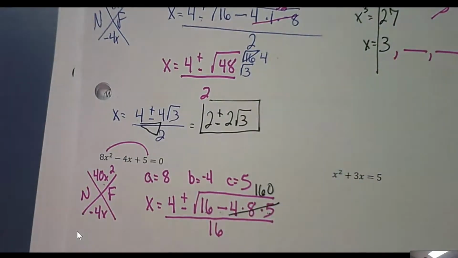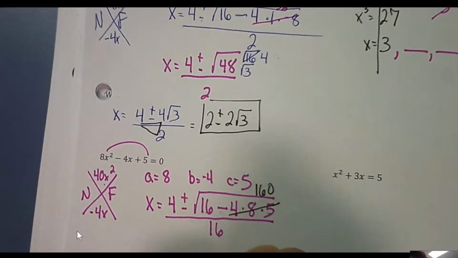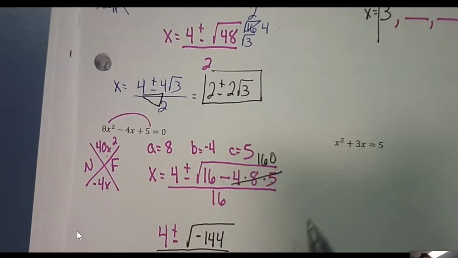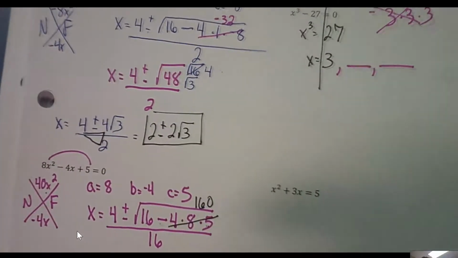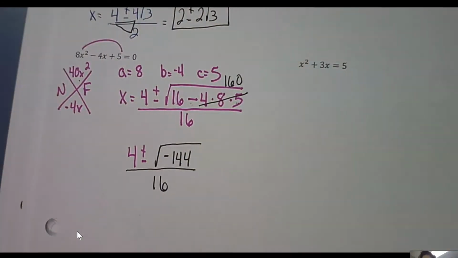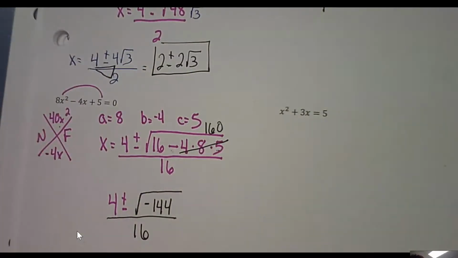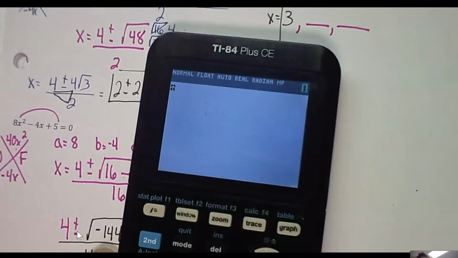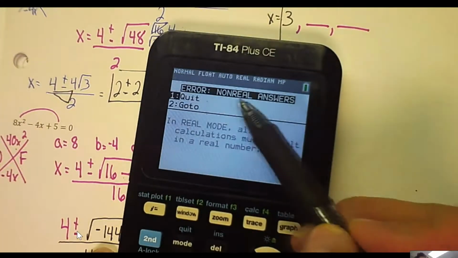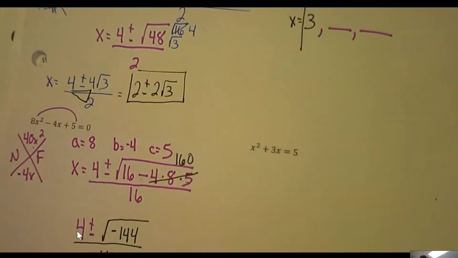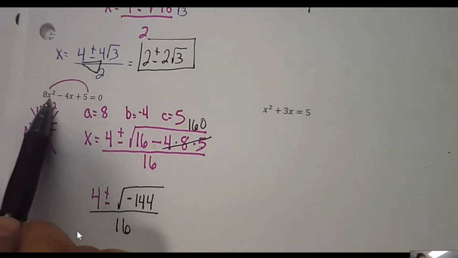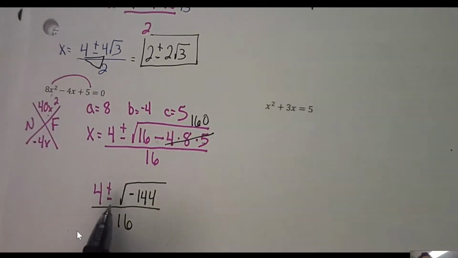And then 16 take away 160 gives me -144 over 16. Whoops, sorry, you can't see that. And now what you might want to try to do is, you're like, oh, wait a second, isn't 144 perfect? Maybe you're not thinking that. But if you try to take, hold on, I got to make sure my calculator's in the right setting. Yep. If you try to take the square root of -144, you're going to be getting an error message, and it says non-real answers. So this kind of gets you to see what's going to happen soon: I should have 2 answers, and I do, but they're not real answers.